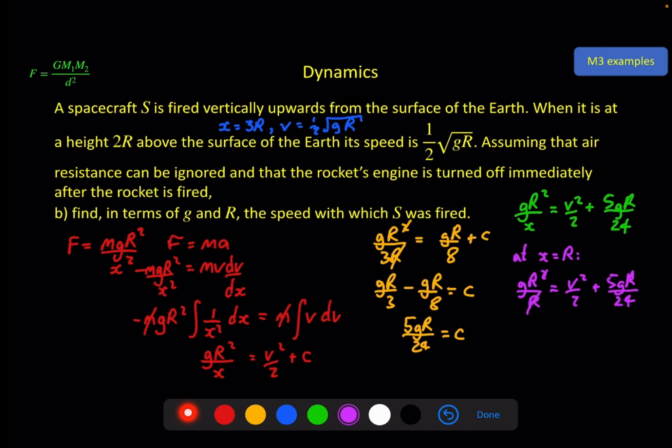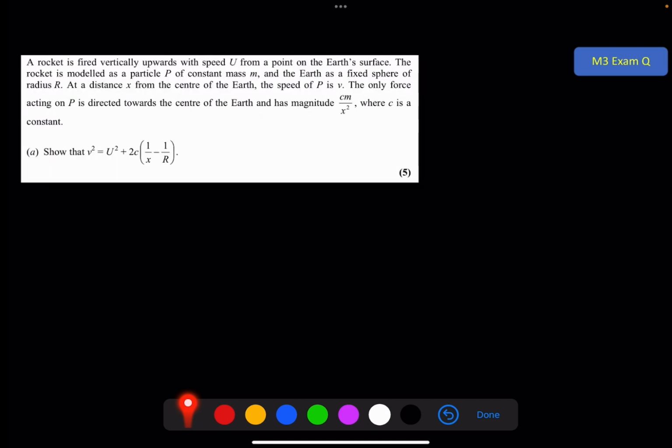That cancels with that. We get gr minus 5/24 of gr, 19 over 24 gr on the left, is equal to v squared over 2 on the right. That gives me v squared is equal to 19 over 12 gr, so v is equal to the square root of 19 over 12 gr, which is not the nicest looking answer in the world, but here we have the answer to the question.